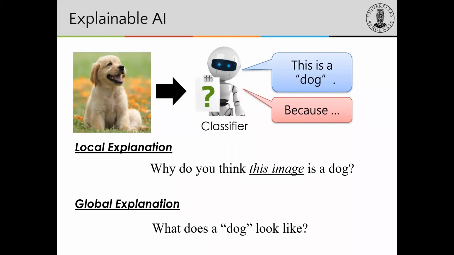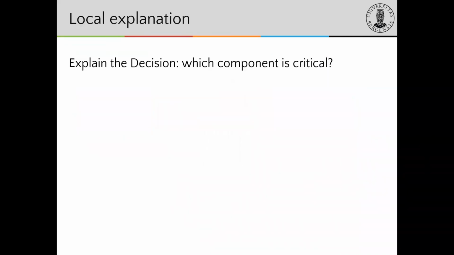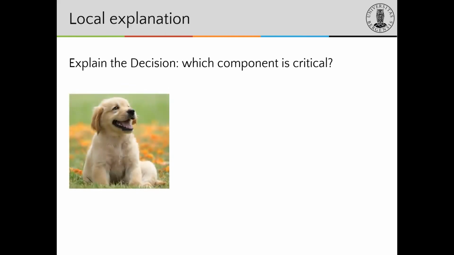In the next part, I will introduce the local explanation first. For the local explanation, we want to explain the decision: which component is critical for the AI to make the decision. For example, the dog picture. In my eyes, I would say the dog ear and the mouth, and also the leg, make me think this is a dog. But this is my opinion.